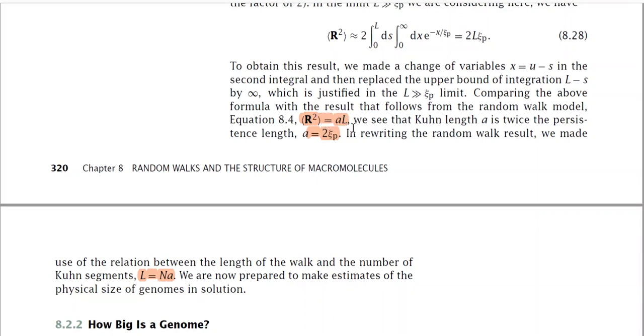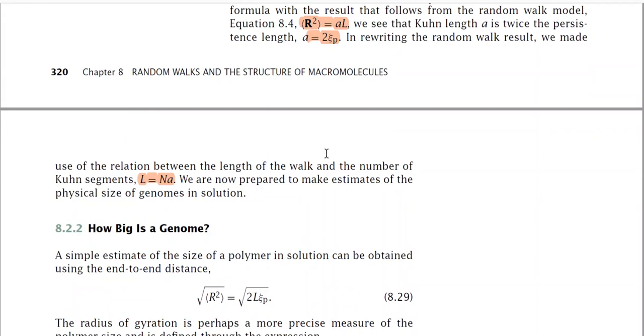Now if we compare these two equations, R squared is equal to 2L epsilon p and R squared is equal to a times L, then we can write that a is equal to 2 times epsilon p. So the Kuhn length a is twice the persistence length epsilon p. This relation is very important: the Kuhn length a is twice the persistence length.